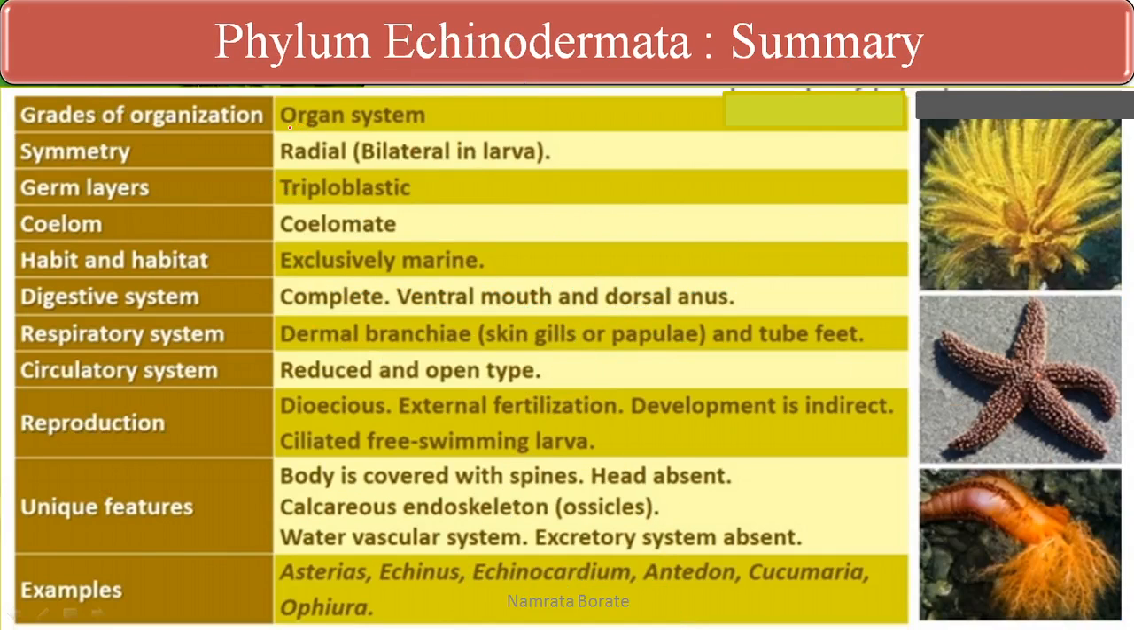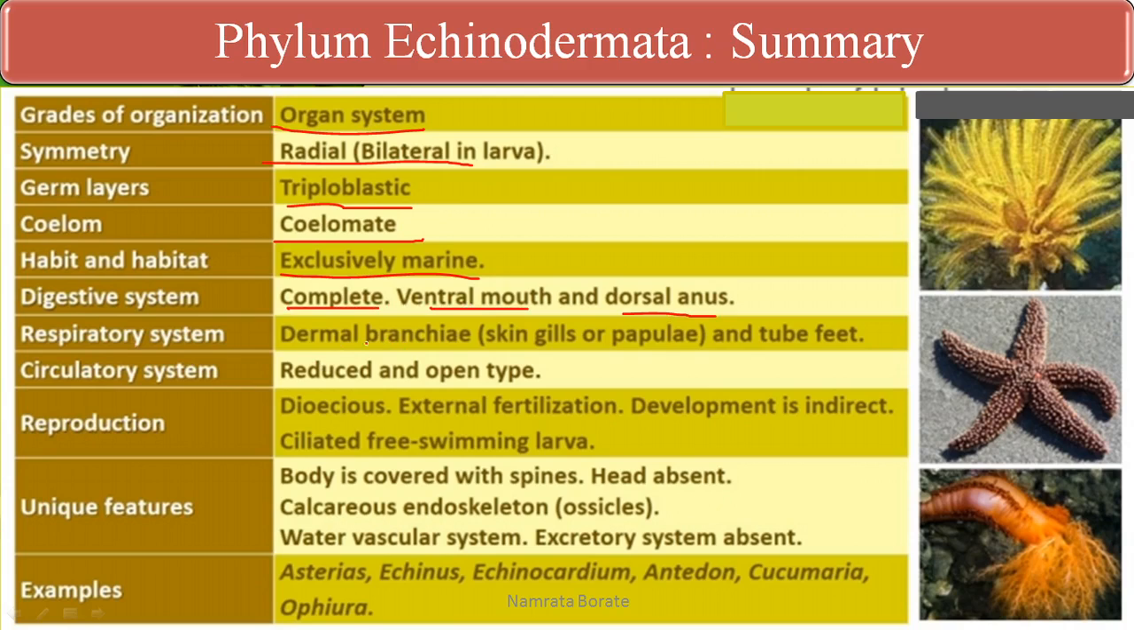Next we see the summary of the phylum Echinodermata. The first is the presence of the organ system grade of organization. It shows radial and some bilateral symmetry. The germ layer is triploblastic. There is a true coelom, that is, they are coelomate. They are exclusively marine organisms. The digestive system is complete, with a ventral side mouth and a dorsal side anus.